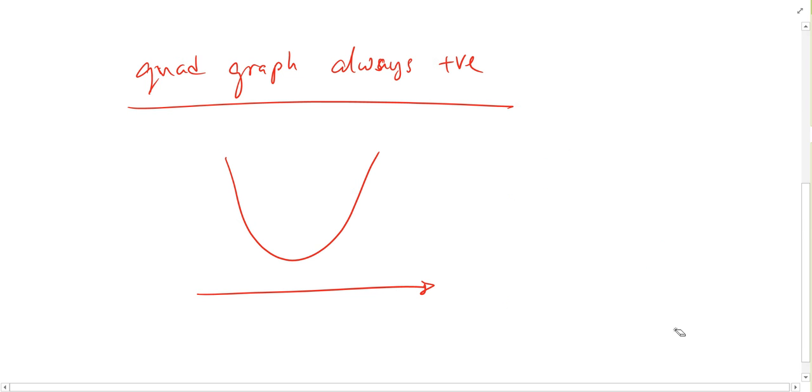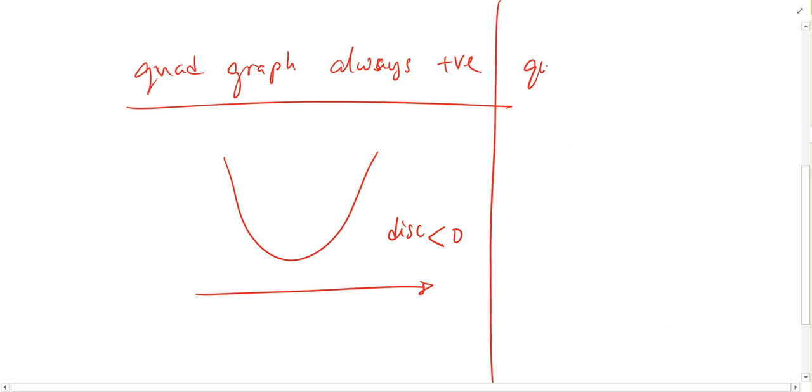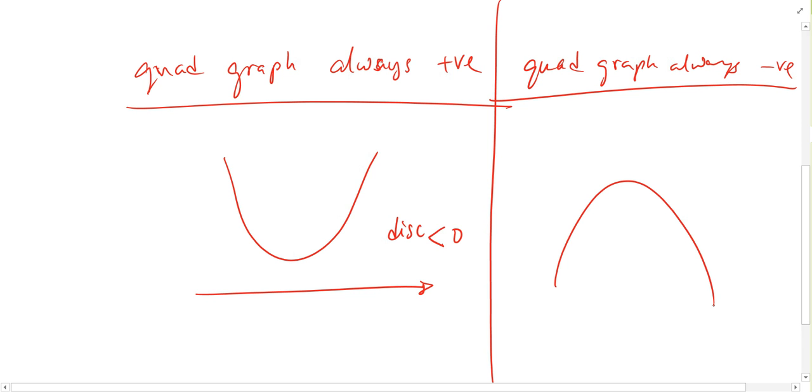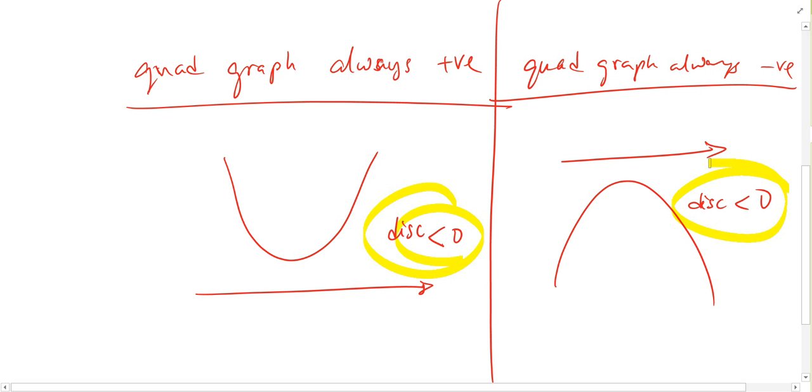Okay, so in this case, what is the discriminant? Positive, more than 0, less than 0? Less than 0, because no solution. Compare this with a quadratic graph that is always negative. Parabola opening up or down? Where is the x-axis? Discriminant? Less than 0. Take note that for these two, the discriminant is always less than 0, okay? I will be uploading a video for the rest.